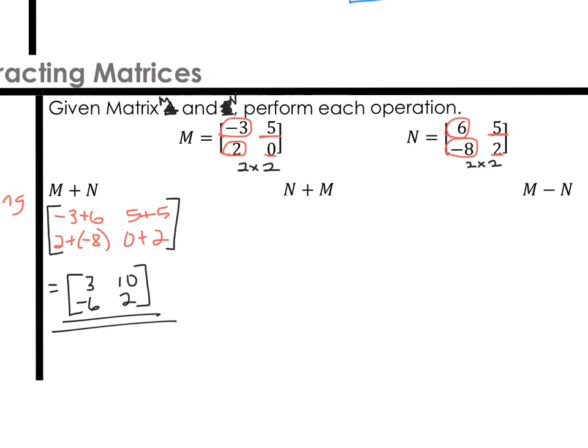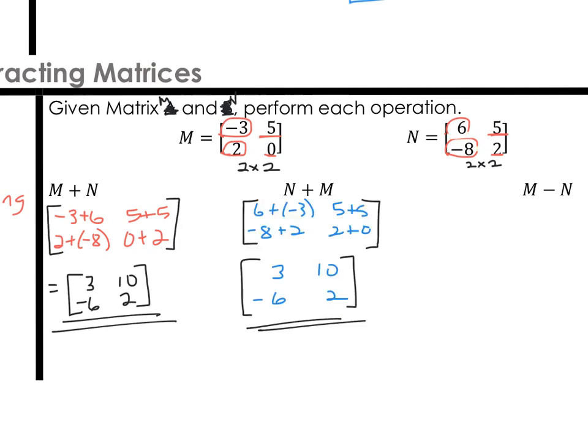I'd like you to go ahead and pause the video and then just reverse the order, N plus M, and see what happens. Notice when you add them in different orders, we end up with the same result. And this is a rule back from chapter 1. Adding is commutative, which means you can add in any order and get the same result. It's the subtraction at the end that's going to be order specific. So let's go ahead and take a look at M minus N.